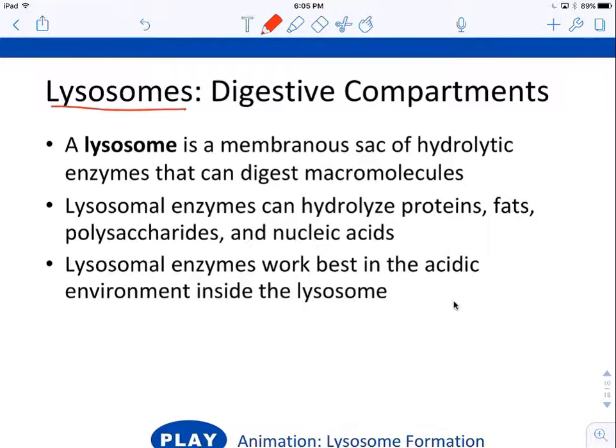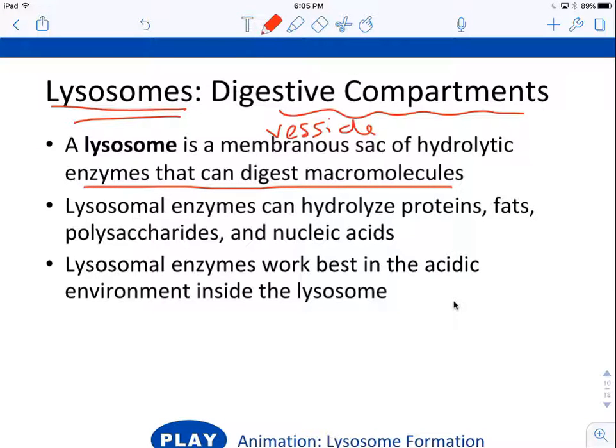Moving on, lysosomes are another organelle. They're basically little digestive compartments. So a lysosome is a vesicle that has enzymes in it that can digest macromolecules. So enzymes that help catalyze the hydrolysis, they're hydrolytic enzymes, help catalyze the hydrolysis of macromolecules. So it breaks down our proteins, it breaks down our carbohydrates, it breaks down our nucleic acids. Hydrolyzed proteins, fats, polysaccharides, nucleic acids, breaks them down into parts.